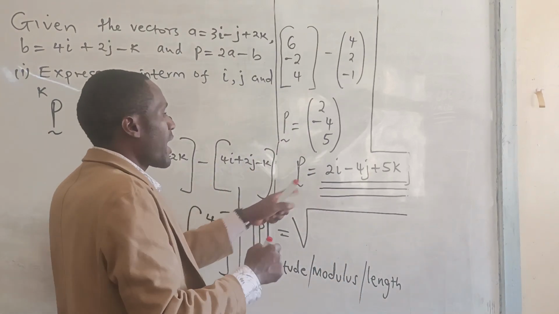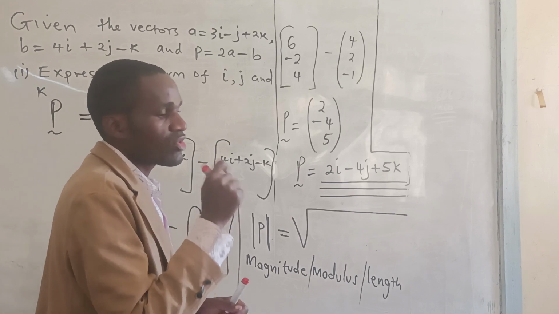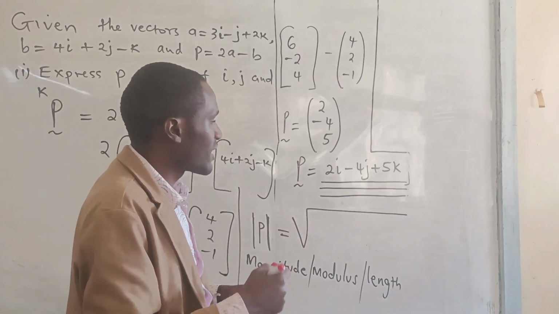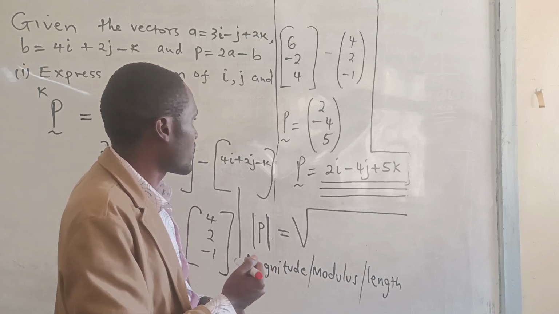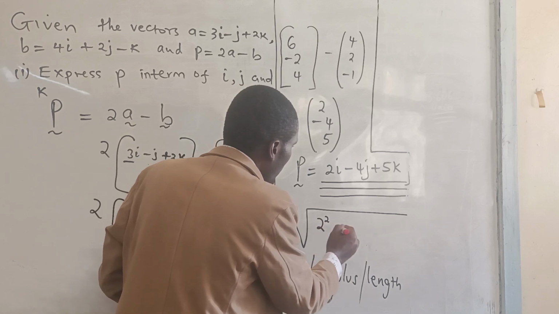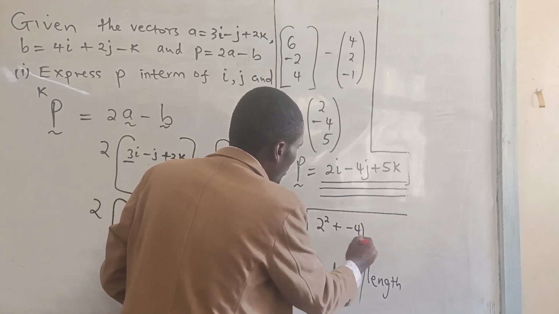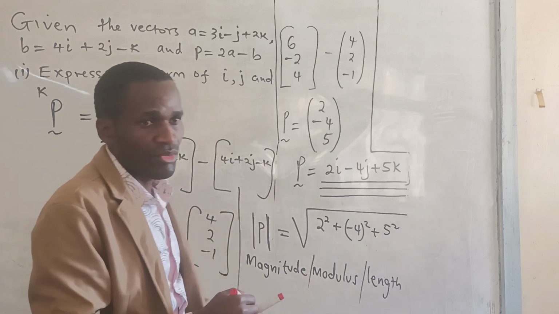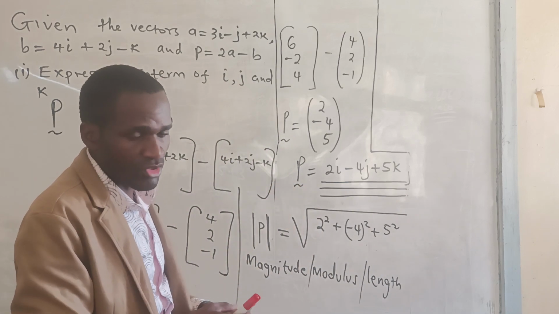Get back to that vector, pick the coefficients of i, j, and k, then square them, place them under the root, get their summation, and find the square root of the final answer. So that means you're going to say 2 squared plus negative 4 squared then plus 5 squared. That is how the magnitude of a vector can get obtained.